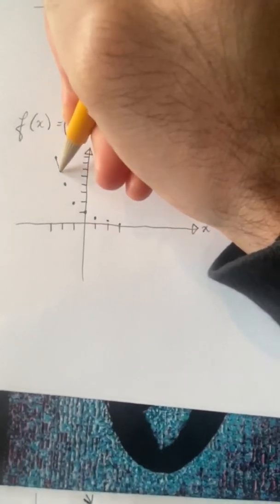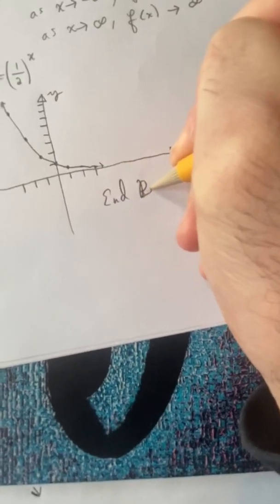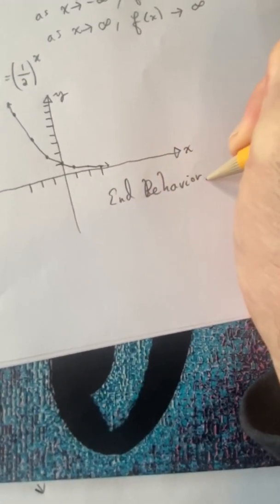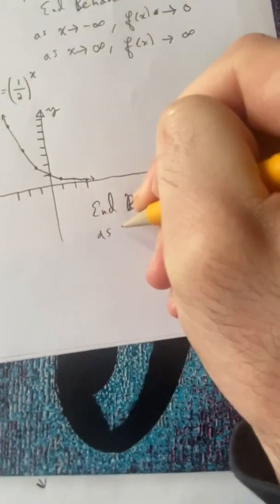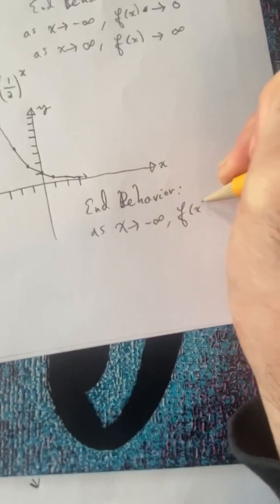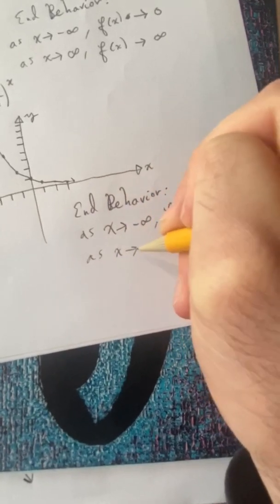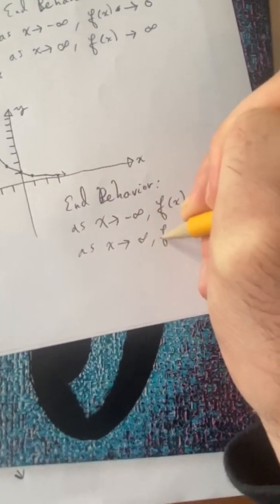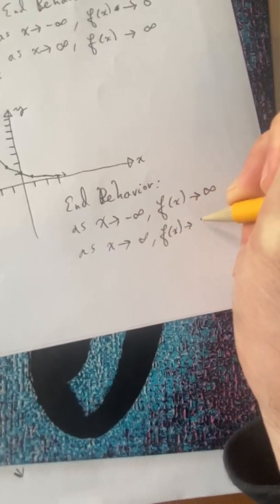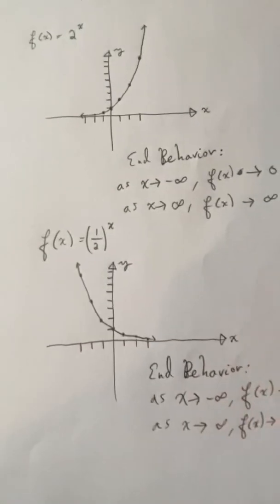Essentially, we wind up with a mirror image of our first graph. The end behavior of this is, as x goes to -infinity, f(x) goes to infinity, and as x goes to infinity, f(x) now goes to 0. So the end behavior is swapped, just like the image itself is swapped.